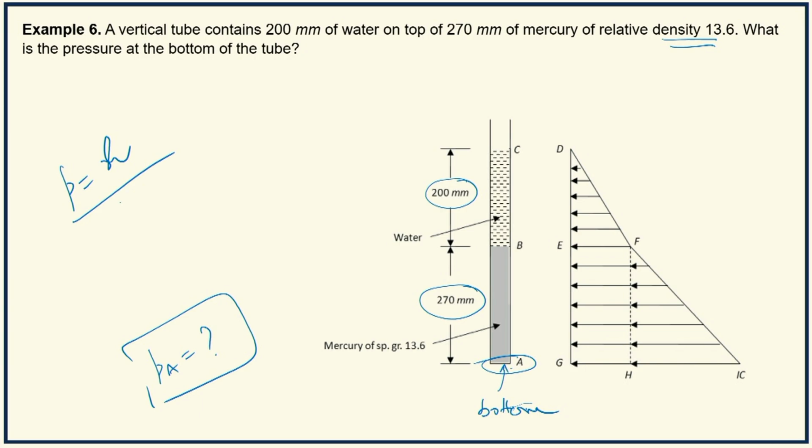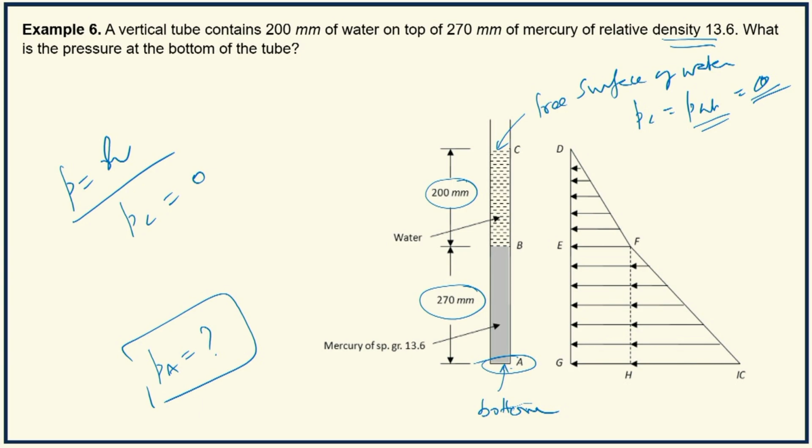So what is PC? PC is equal to 0, because let us express the pressure at all points in gauge units. So PC is equal to 0, because here it is the free surface of water. So the pressure here is atmospheric. PC is P atmospheric, that is equal to 0, because when you are expressing in gauge units, that is when you are taking atmospheric pressure as the datum, atmospheric pressure can be taken as equal to 0.